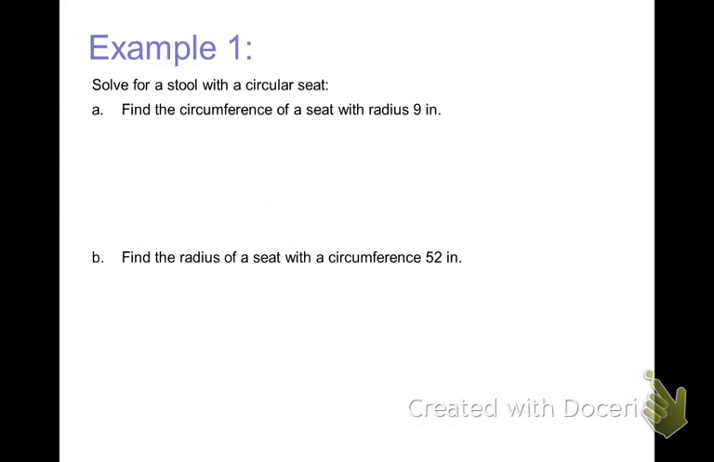Our first example is simply looking at, can you find circumference or can you deal with circumference? Not even looking at the arc length yet. All right. So we want to solve the following questions for a stool that has a circular seat. For part A, I'm saying we want to find the circumference of a seat that has a radius of 9 inches. So you see the word circumference and you're thinking, okay, I know what formula this is. What formula do we use here? Circumference equals 2 pi r.